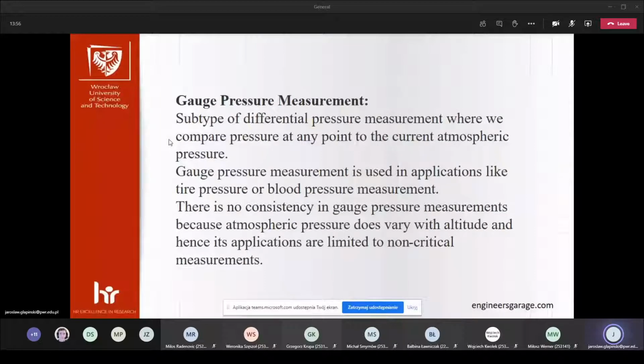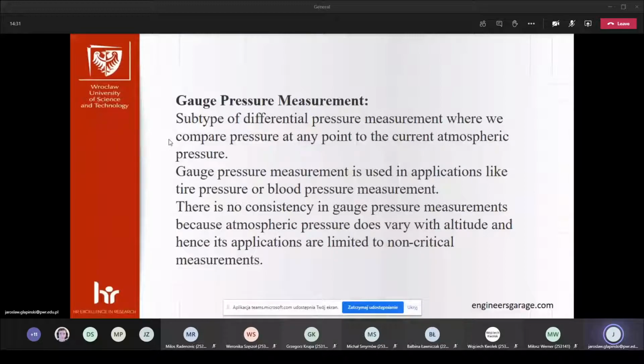The substitute of differential pressure measurement is gauge pressure measurement. The gauge pressure measurement is in fact a differential pressure measurement, but one of the pressures is connected with our atmospheric pressure. So this is the differential pressure, but one of these pressures is the atmospheric pressure.